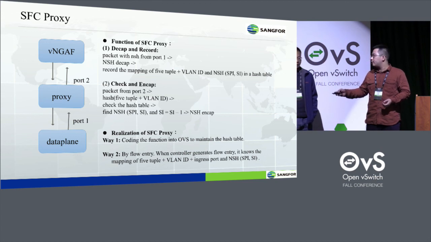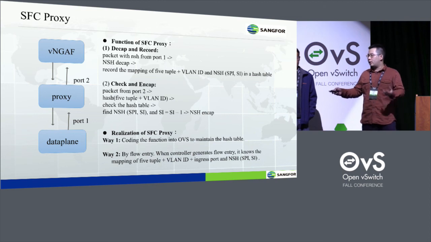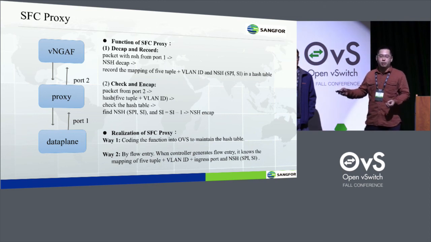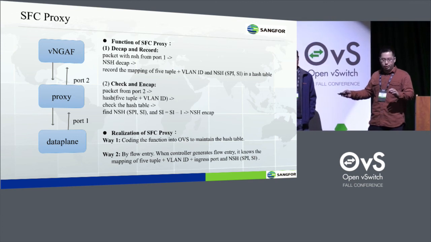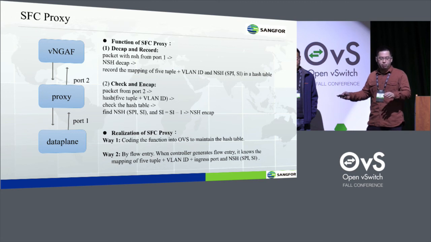The data plane at the bottom, and then here are the VMFs. The proxy is here. We can realize the proxy by hard-coding it into the OVS, or use the flow entry to realize it. Okay. Then here, the first function of the proxy: the packet comes from port 1 to the proxy. The packet here comes with the network function header, and the proxy decaps it. Then it records the mapping of the file table, VLAN ID and message header in the hash table.